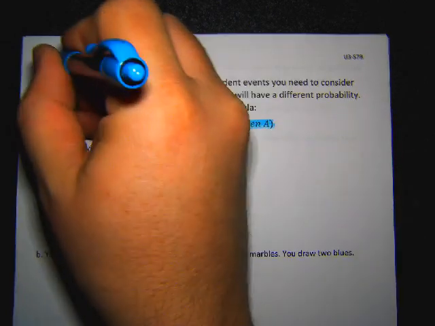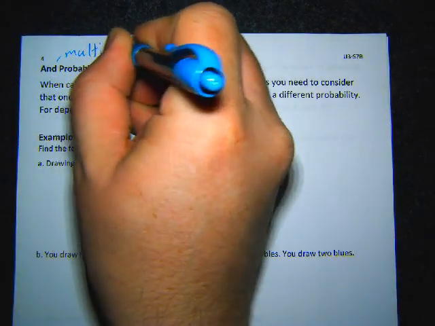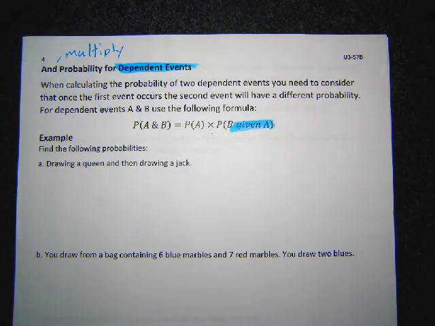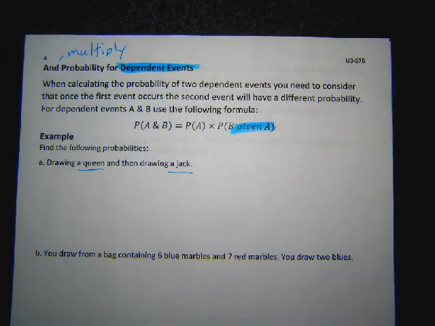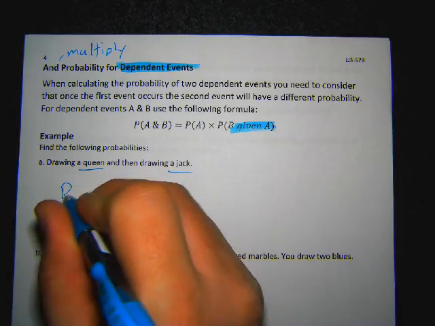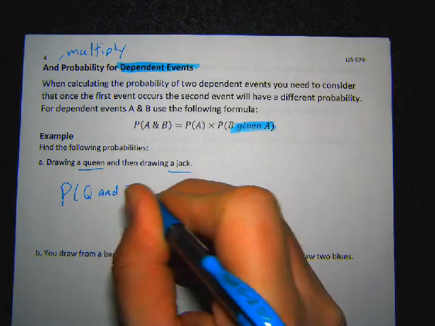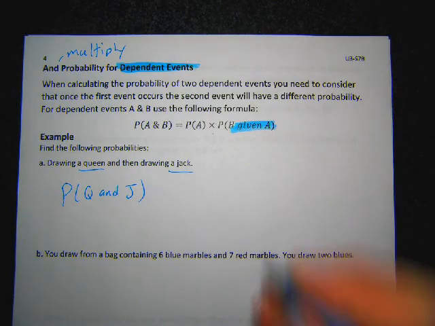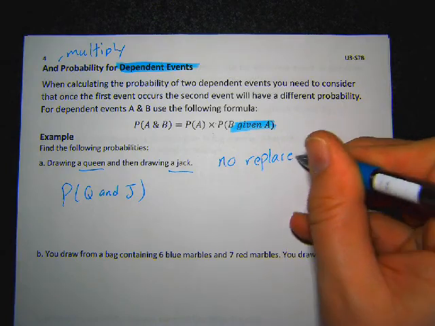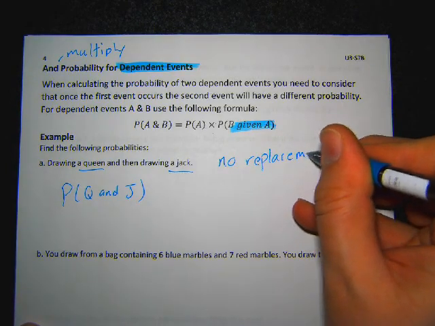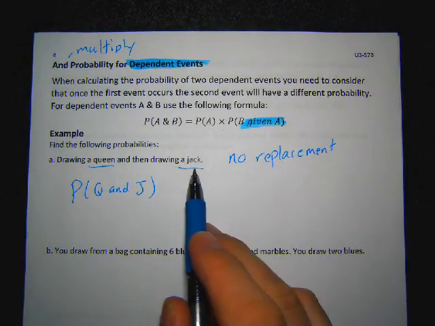And probabilities are always multiplication. You're always going to multiply to find and probabilities. We want this and this. Like I want to draw a queen and I want to draw a jack. I want 2 things to happen. So I'm finding the probability of a queen and a jack, because I'm not replacing it. So there's no replacement. If they had said something about putting it back after each draw, then I'd say, okay, that's independent, but because there's no replacement, it's dependent.